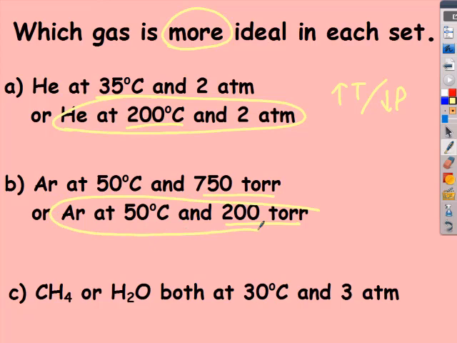And in the last example, they're at the same temperature and pressure, so I look at the gases themselves. Water, you should know hydrogen bonds, because that was our main example. And CH4 is nonpolar, so it was just LDF. So CH4 is going to have weaker attractions, therefore it's more ideal.